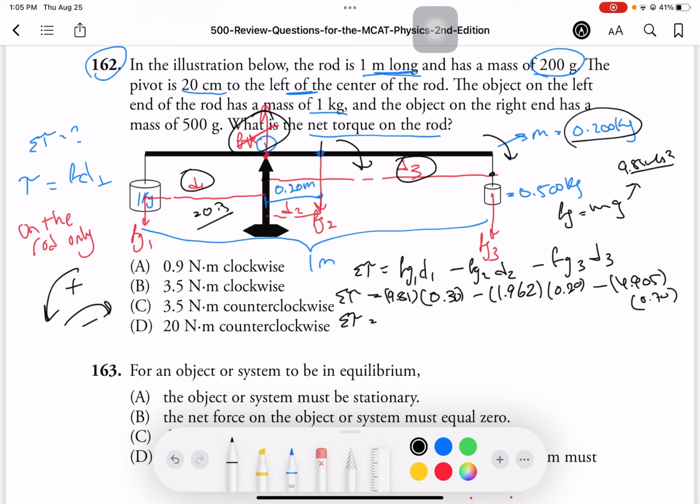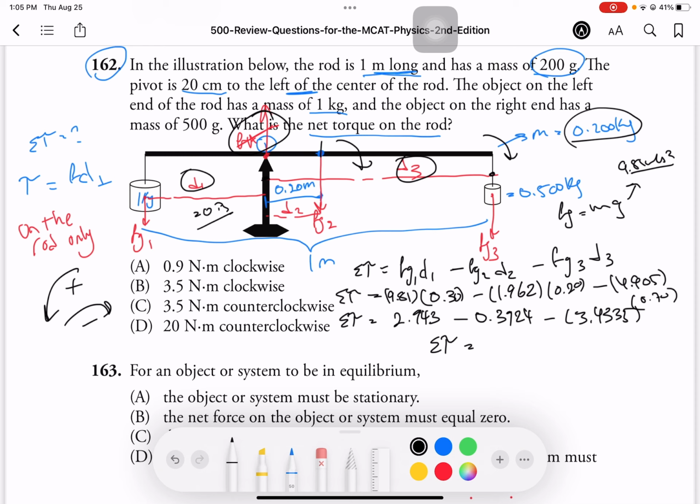So 9.81 multiplied by 0.30 should give me an answer of 2.943. Minus 1.962 multiplied by 0.20, that should give me an answer of 0.3924. And then minus 4.905 multiplied by 0.70, and that should equal 3.4335. And then we subtract all of that, so then we're left with the net torque.